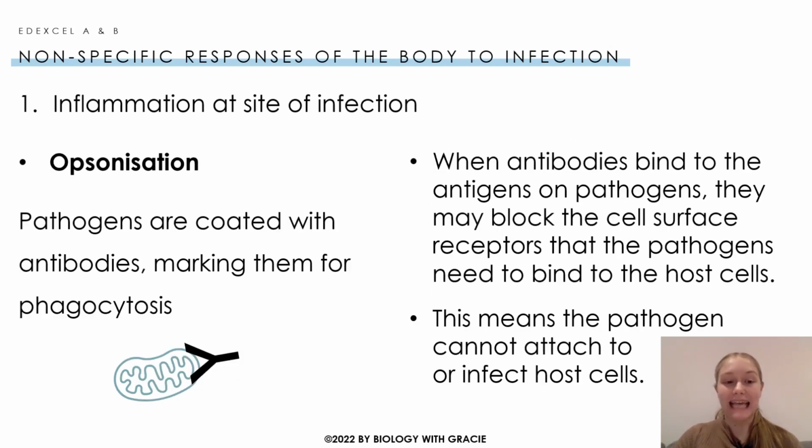We then have opsonization. So this is the process of pathogens being coated with antibodies, which marks them for phagocytosis. When the antibodies bind to the antigens on pathogens, this actually can block the cell surface receptors that the pathogens need to bind to the host cells. So that means that the pathogen can't attach to the host cells and hence they can't infect them. So this is a really clever process of preventing pathogens from infecting host cells. It's kind of similar to a competitive process with enzymes: if one substrate takes up the active site of an enzyme, then another substrate can't bind to that enzyme, it can't be broken down. So it's a very similar process.